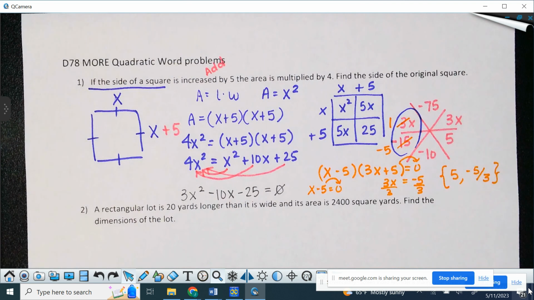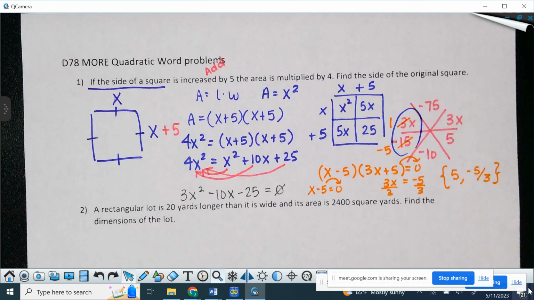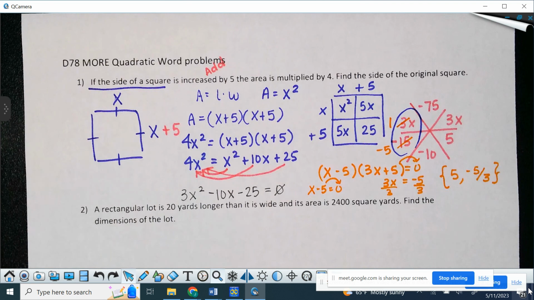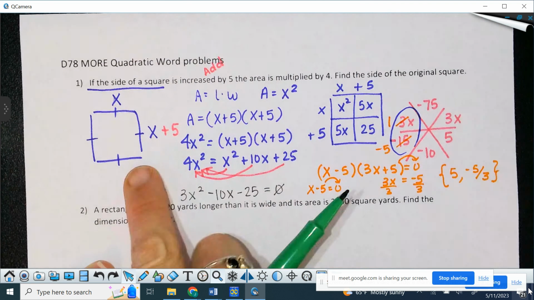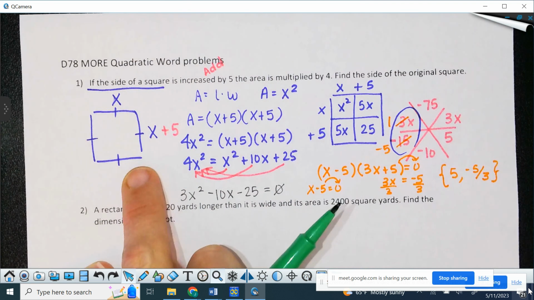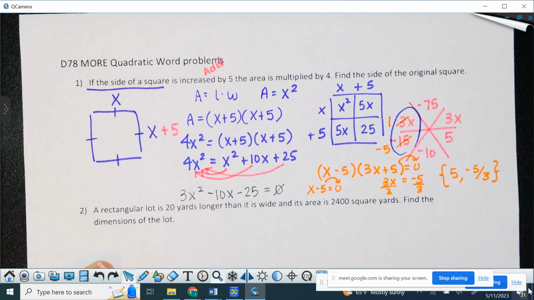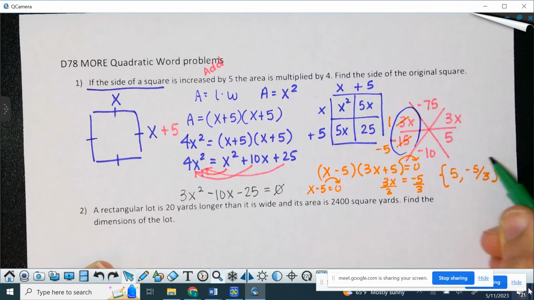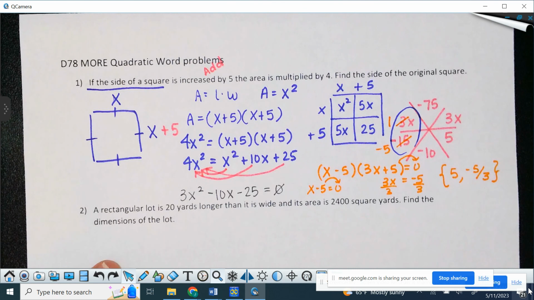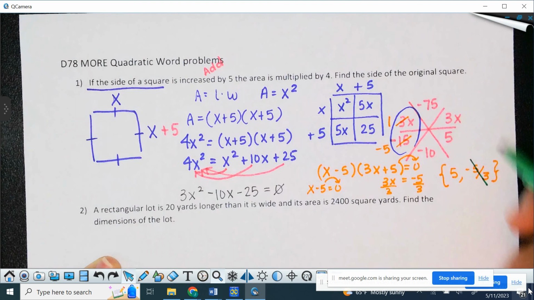Algebraically, we have two answers. If you were to graph it in Desmos, you would see that parabola touch the x-axis 2 times at these 2 places. But because we are looking for the side of the square, are they both good answers? How's a negative 5 over 3 as far as measurement? Can I measure a side of a square to be a negative number? Nope. So he's not correct for this question. So the answer would be the side of the square is 5.